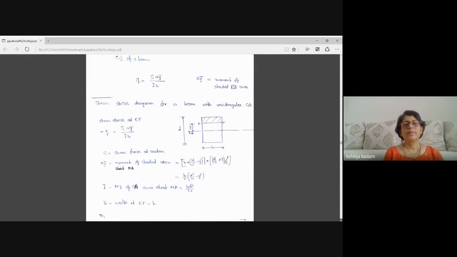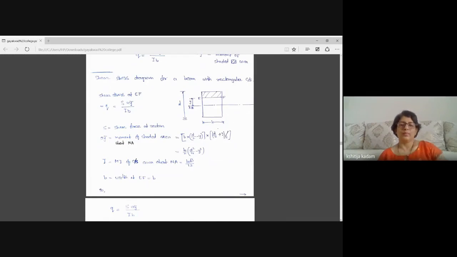Now, let us use this formula and understand it in a better way. And let us find out few ready-made formulas which will be used for Viva or MCQs. Shear stress diagram for a beam with rectangular cross section. Here in the sketch I have shown a beam with rectangular cross section having width B and depth D. Now let us say I have to find out shear stress at EF. So the formula is already known to you.